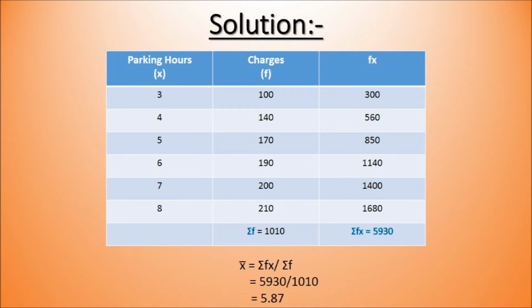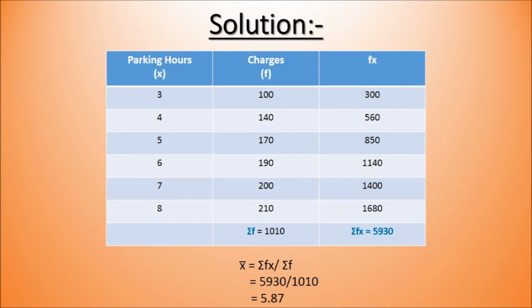Like in our example, in first column we have parking hours 3, 4, 5 and so on. In second column, its corresponding charges. Say for 3 hours of parking one has to pay rupees 100. For 4 hours of parking one has to pay rupees 140 and so on. In third column, we find fx, that is parking hours multiplied by its charges, and we get 3 into 100, 300, 4 into 140, 560 and so on.